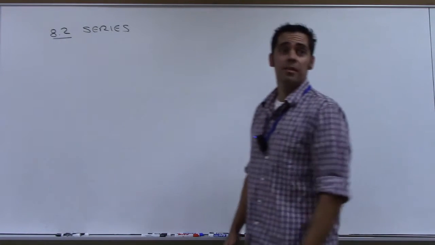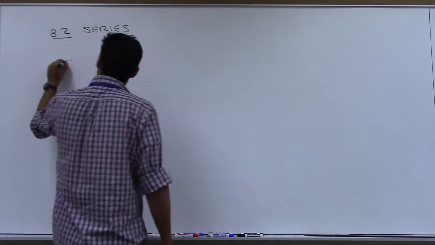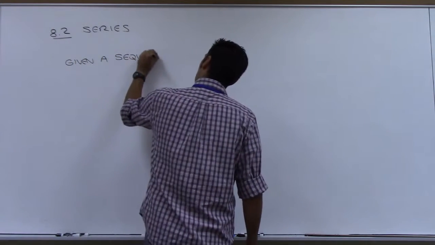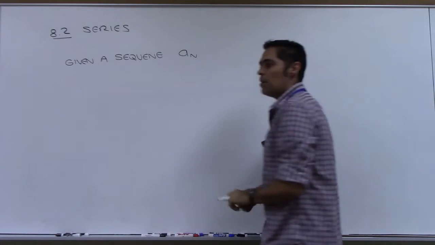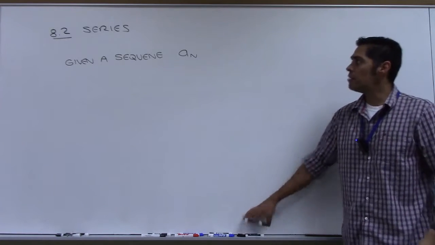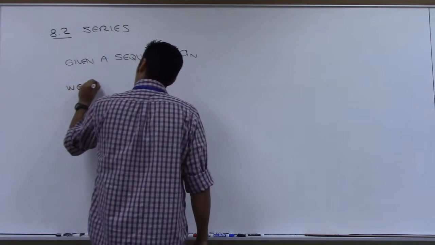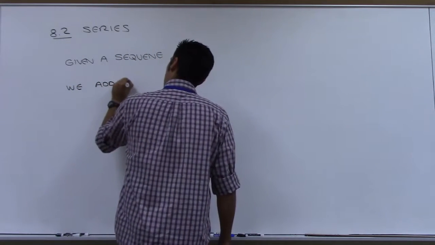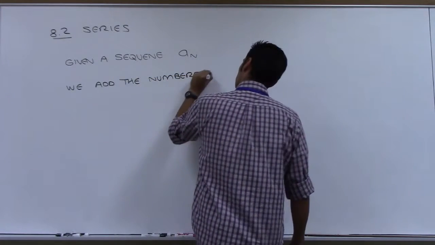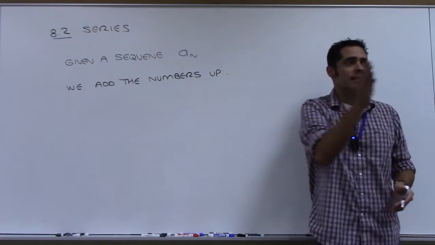So what is a series? A series is a pretty simple definition. Given a sequence a sub n, so we know what a sequence is, right? A sequence is just a list of numbers. So given a sequence a sub n, we add the numbers up. That's all we do. You take that list of numbers and you just add each of the numbers together.